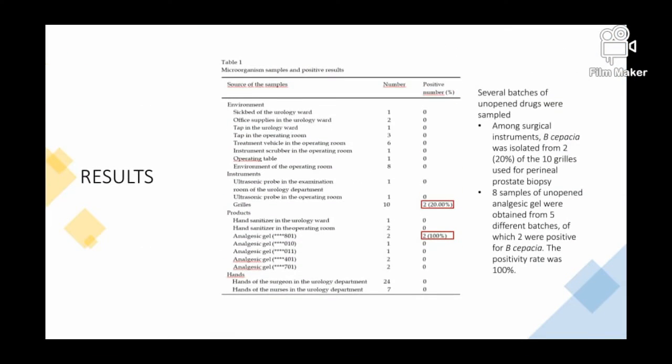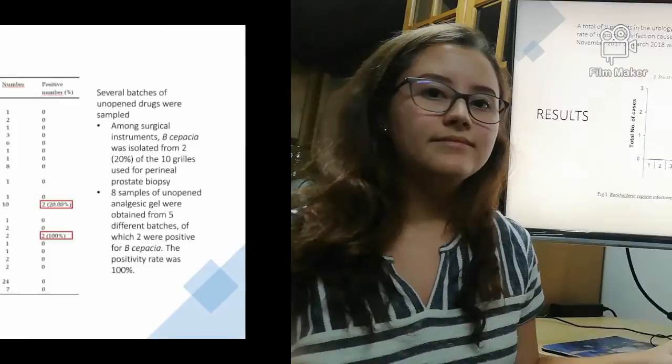Now the results. Table 1 shows that among surgical instruments, B. cepacia was isolated from 2 of the 10 grills used for perineal prostate biopsy. The positive rate was 20%. Also, 8 samples of an opened analgesic gel were obtained from 5 different batches, of which 2 were positive for B. cepacia. The positive rate was 100%.